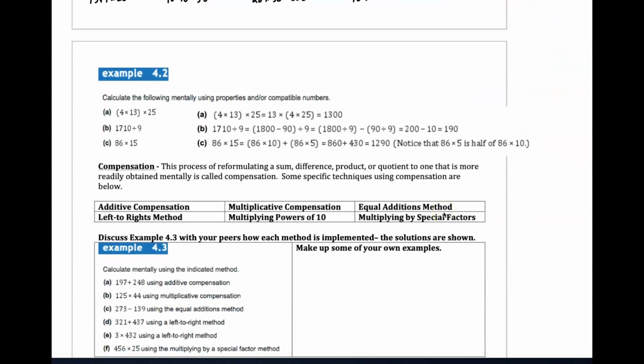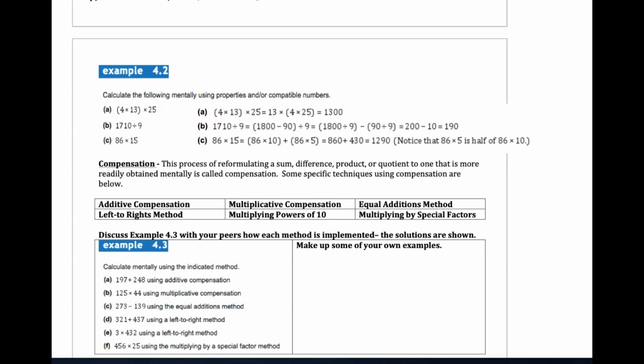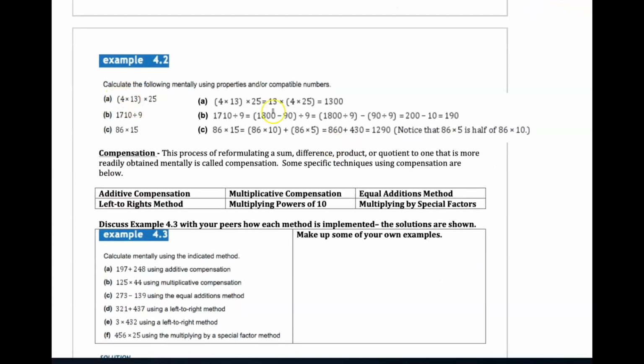Let's go on and look at chapter 4.1, example 4.2, the second example of that. And so again, we're looking at more computational strategies here, mental math. And again, I have the answers here, but we can at least talk through that and see what's happening here. Again, to solve this problem, change the order. 4 times 25 would be good first, and then times 13.